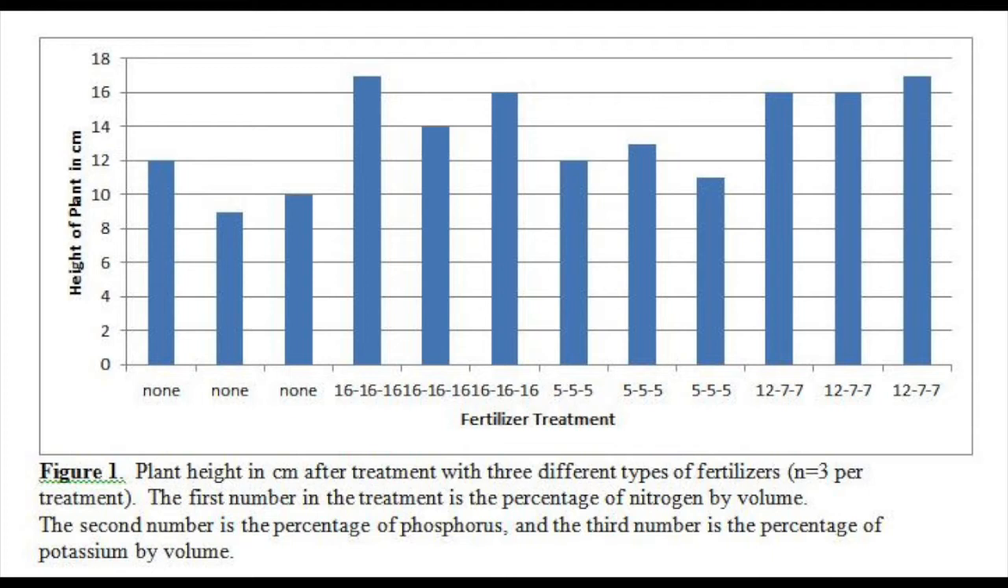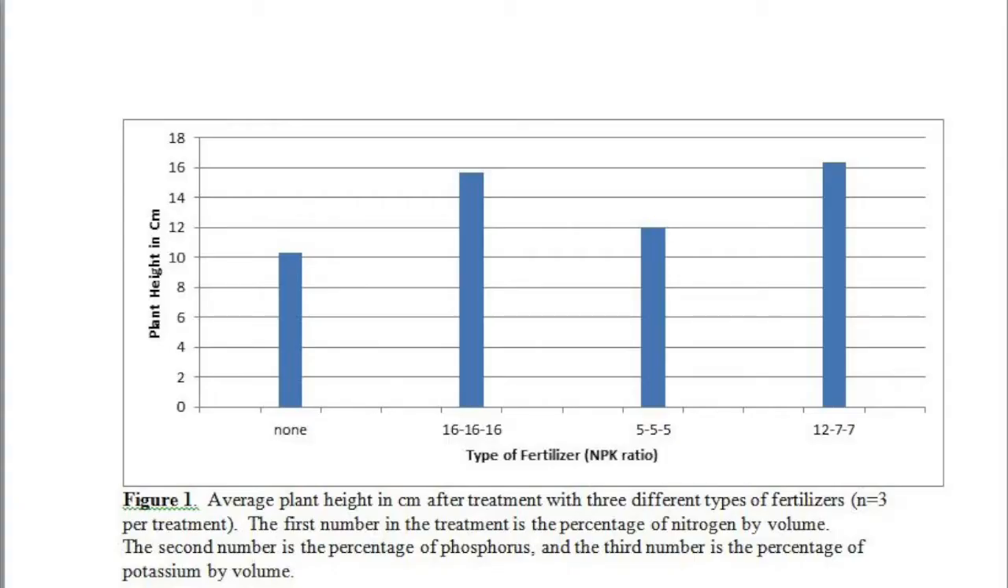This is a bar graph of the same raw data. Visually, it tells a better story, but is it the best way to show the data to the reader? Not really. This is still pretty busy. Let's try averaging each type of fertilizer treatment and just show the averages. This is much easier to interpret.